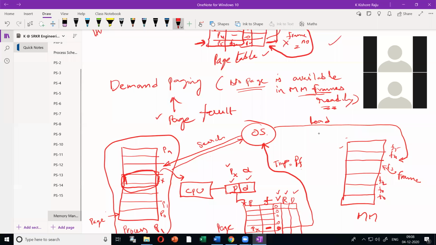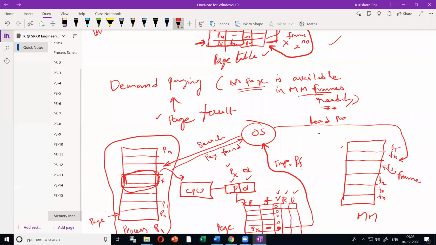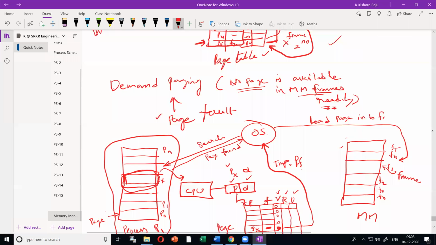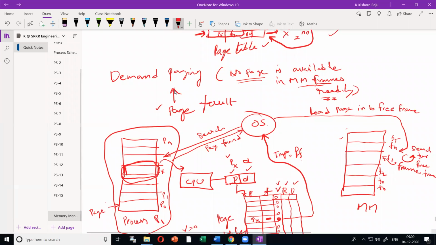Search for the page. Page found. Load page into free frame. Then what does it have to do? Search for a free frame. So these are the steps that we have to consider.